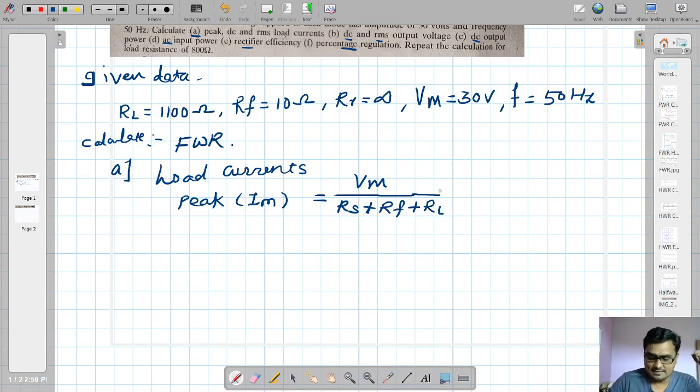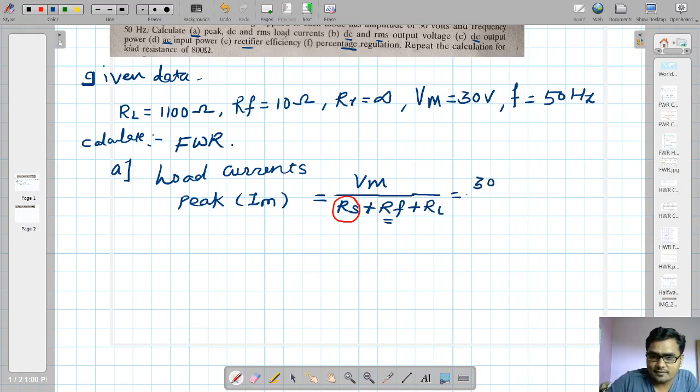But in this case, this Rf is specified. Rf is given, but this Rs is not given. If something is not given, then you can clearly neglect this term. No problem at all. Because if it is not given, neglect it. What is given? Only RL and Rf are given, and Vm is also given. So let me put those values here. What is the value of Vm? Vm is 30 volt. It is given.